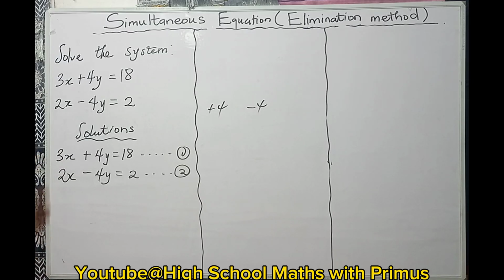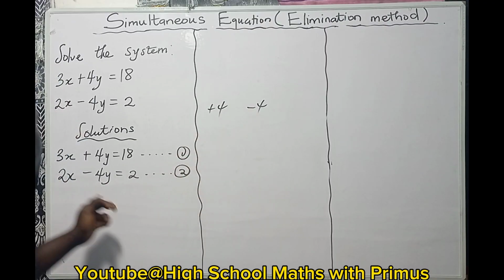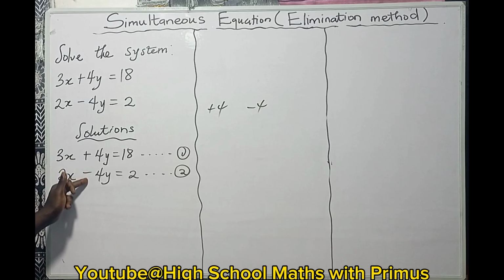Now, after identifying what to eliminate, you decide whether you are adding the two equations or subtracting them. We mentioned that when the operational signs are the same, we subtract, but when they are different, we add. We have positive here and negative here, so the coefficients have different signs. We are adding the two equations.